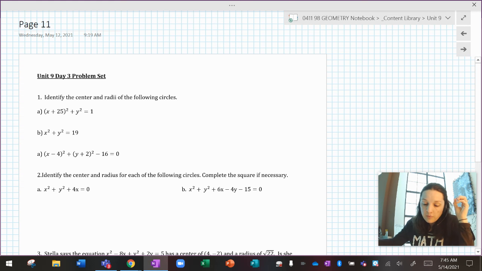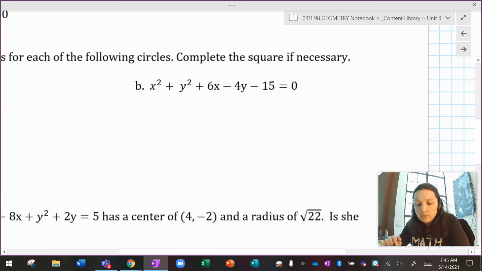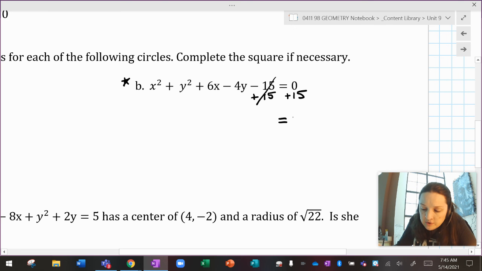Now, one thing that did not come up in the notes, but you do need to know for the homework, is if we come over here, and we're going to do a couple of these, like on part B on the next page. One thing you're going to notice on part B is this is organized in a really funky way. So before you complete the square, you want to group the x's, group the y's, and get the number by itself on the other side. So what I would do here is add this 15 to the other side, so it's set equal to 15. And then when I rewrite the left, I'm going to put the x's together, and then the y's together.